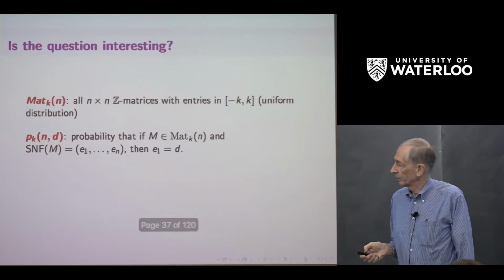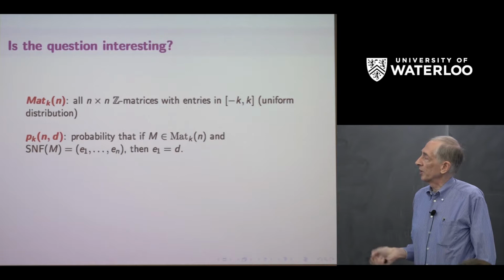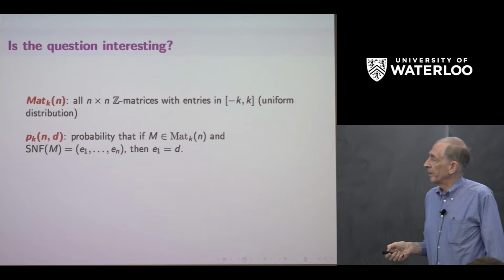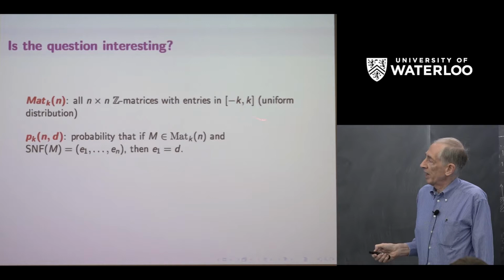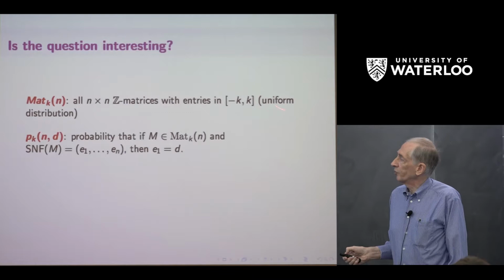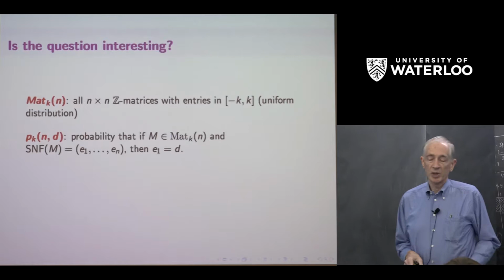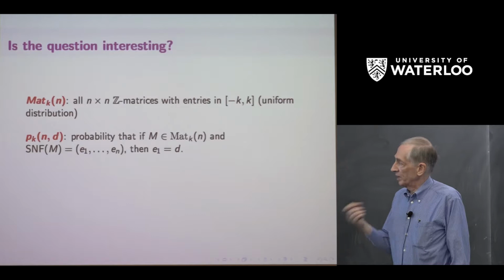So let me give one simple sample result that shows that this could be an interesting question. I'll only look at this one random matrix model here. We're only going to work over the integers. Mat_k(n) will be all n by n integer matrices whose entries are from minus k to k, where k is some positive integer, with a uniform distribution. So we choose each entry of our matrix uniformly from minus k to k. And then we're going to be interested in what happens as k goes to infinity.